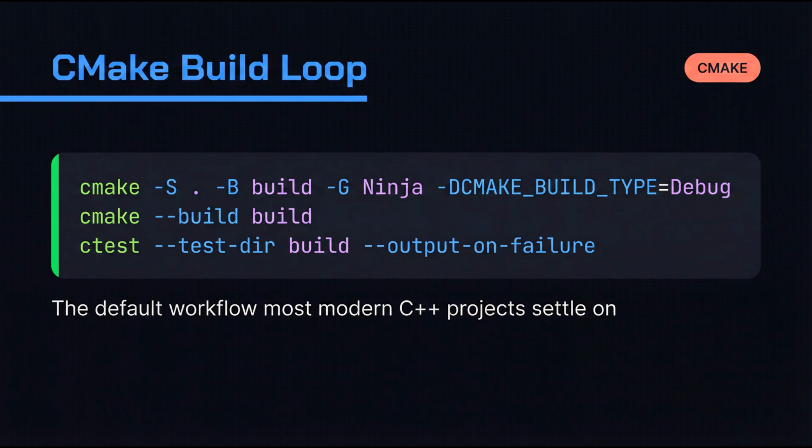ctest --test-dir build --output-on-failure. This runs all registered tests and shows output only for failures. This three-command loop, configure, build, test, is the workflow most modern C++ projects settle on. It works the same whether you have 10 files or 10,000.